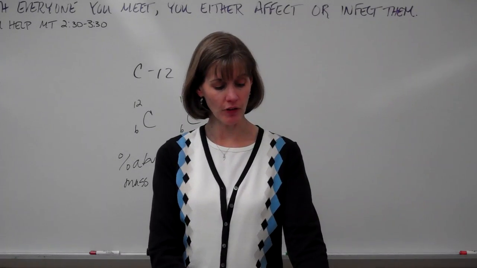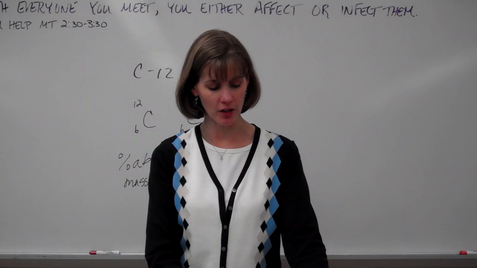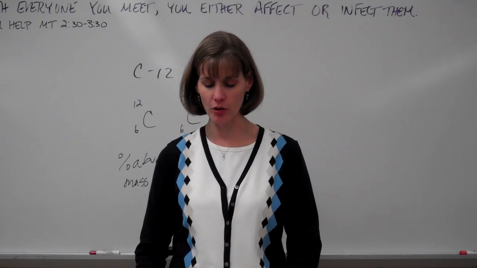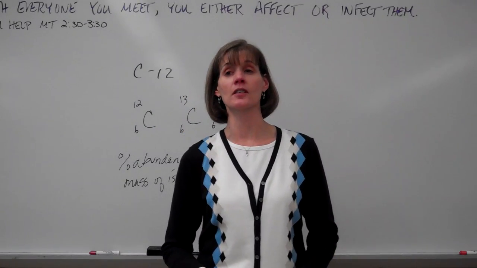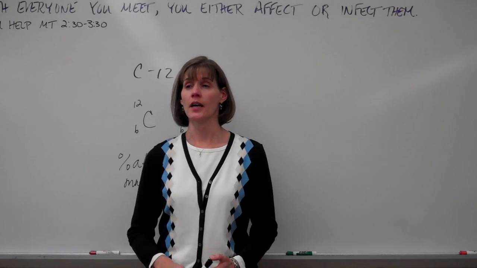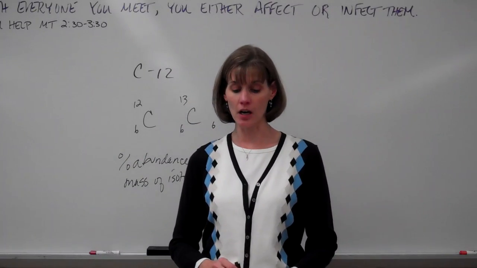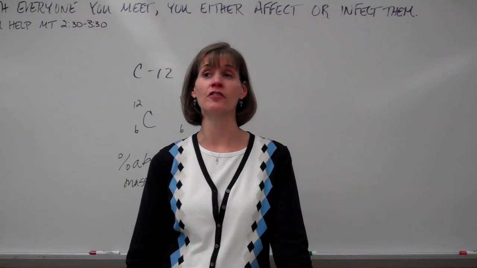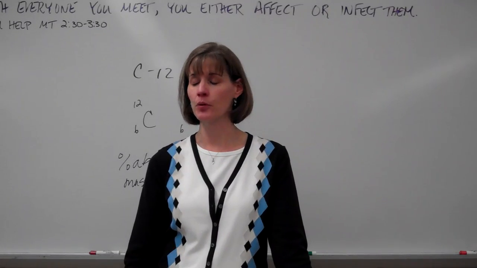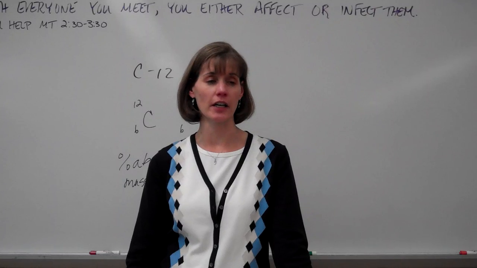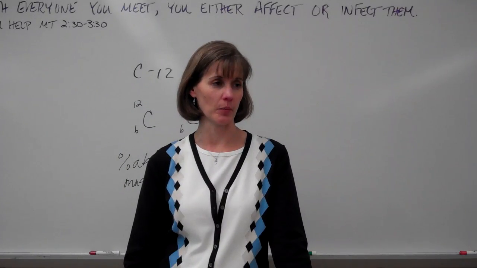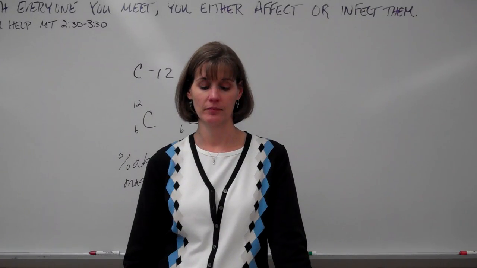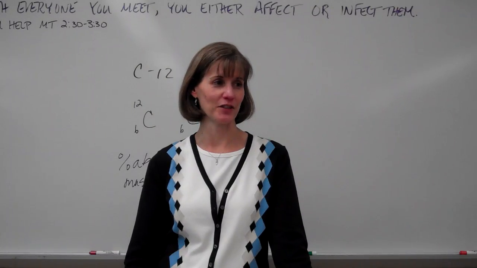27. How to find mass number when given the number of protons, neutrons, and electrons. Here is an example. An isotope of nitrogen has 7 protons, 7 neutrons, 7 electrons. What is its mass number? 14. I'm glad you said that. It is not 7.